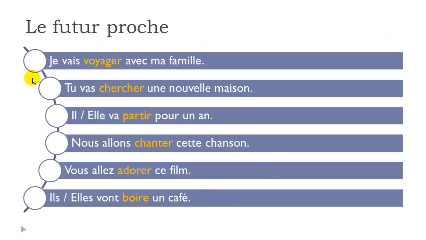Okay, so let's repeat everything again. Je vais voyager avec ma famille. Tu vas chercher une nouvelle maison. Il va partir pour un an. Elle va partir pour un an. Nous allons chanter cette chanson. Vous allez adorer ce film. Ils vont boire un café. Elles vont boire un café.